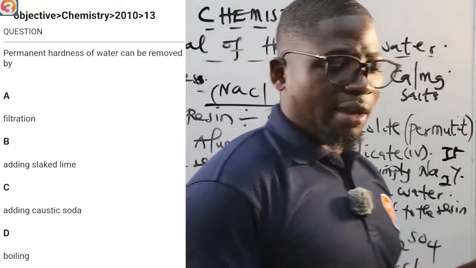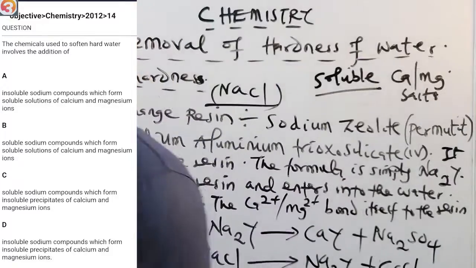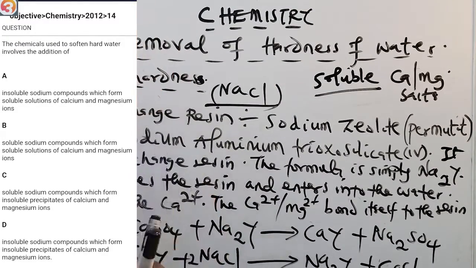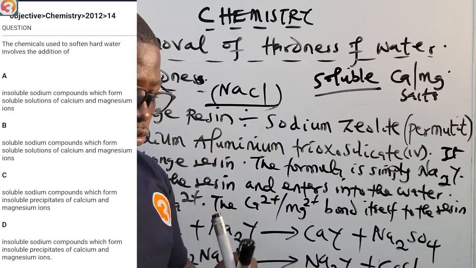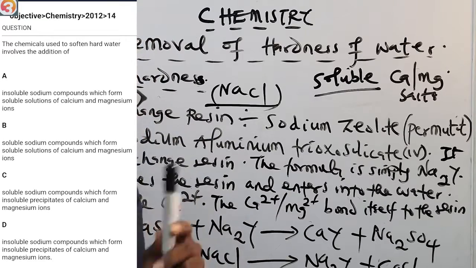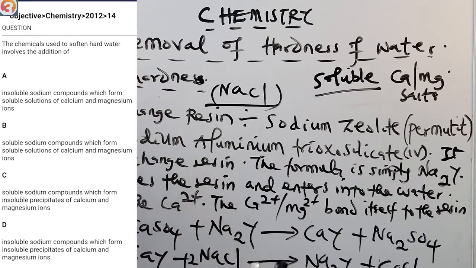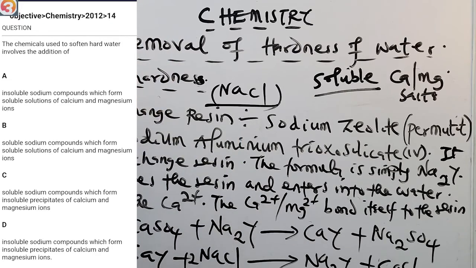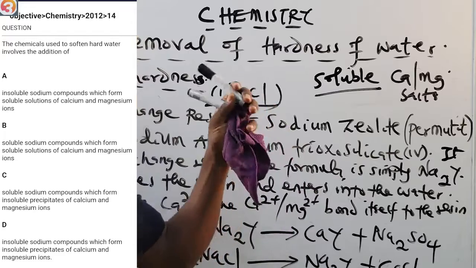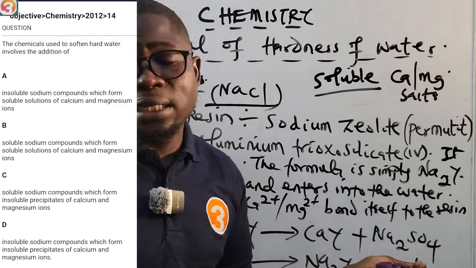So let's look at 2012 number 14. They say the chemicals used to soften hard water involve the addition of what? A, insoluble sodium compounds which form soluble solutions of calcium and magnesium ions, which is wrong. We talk about soluble calcium or magnesium salts giving insoluble calcium or magnesium salts. So we said it is from soluble Ca or Mg ions to insoluble Ca or Mg ions. It's as simple as ABC.